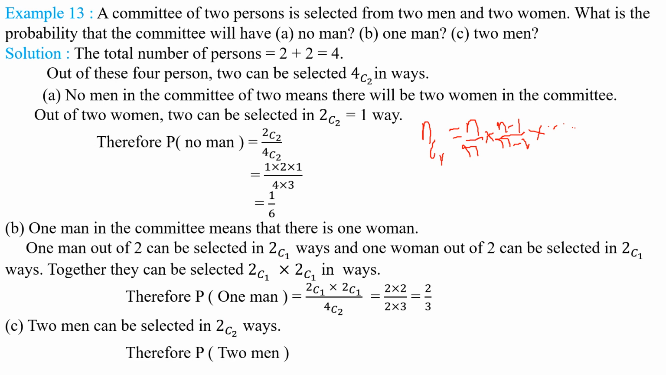P of 2 men is equal to 2C2 by 4C2. Here n of S is equal to 4C2. Okay, my children. So by simplifying this number, what will you get here in the numerator? 2C2 value is 1 by 4C2. That is equal to 1 by, what is the value of 4C2? 6. Okay, my children. Understood this example?